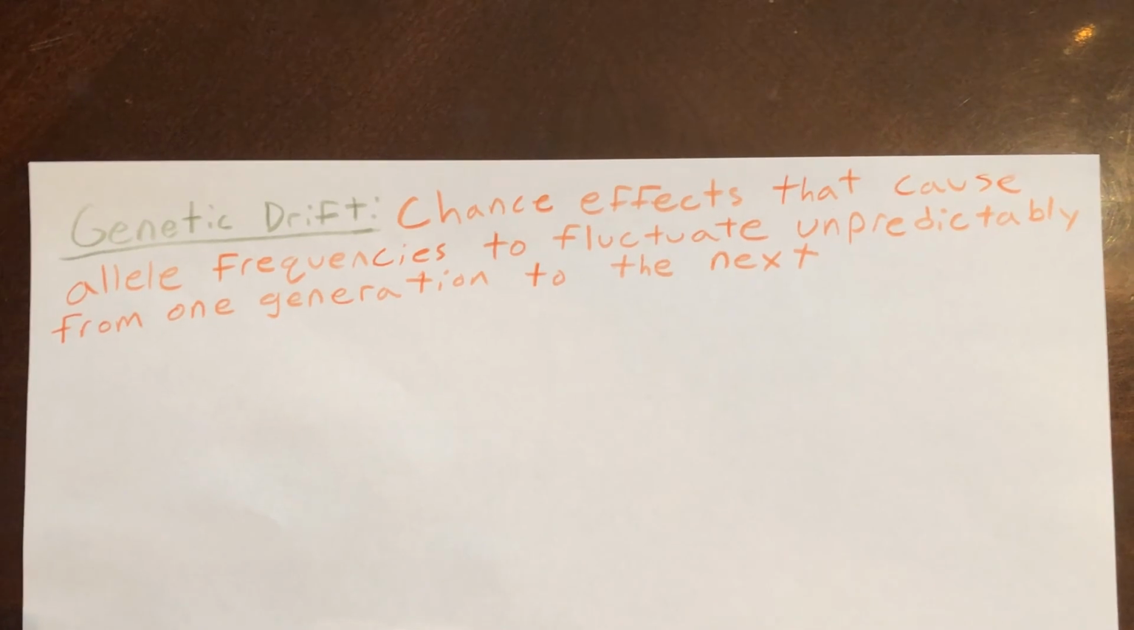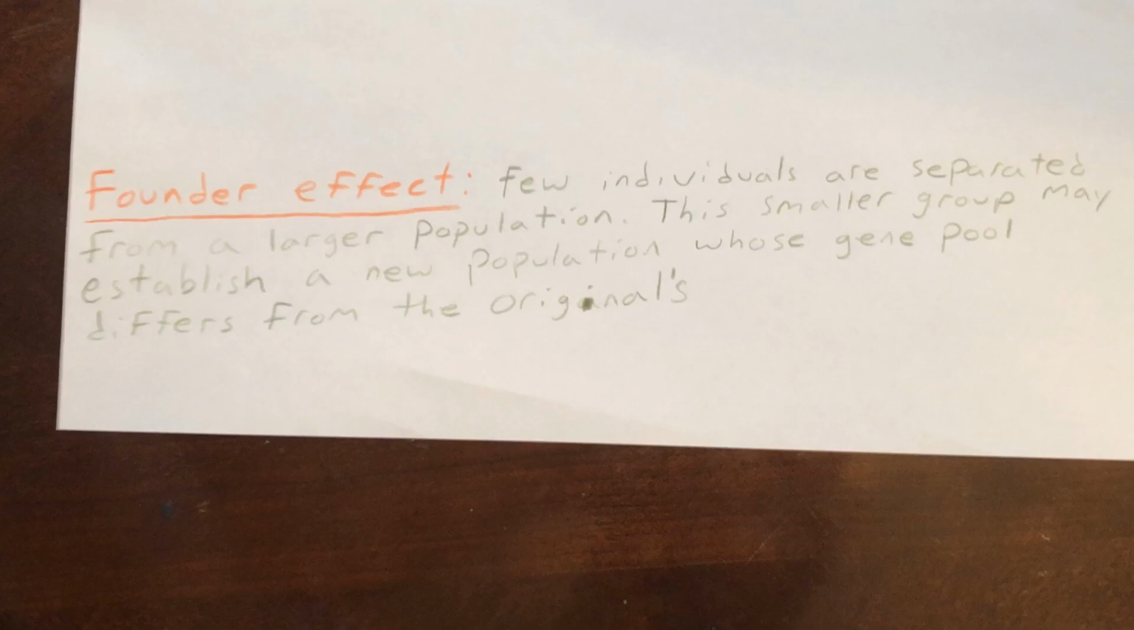Genetic drift is chance effects that cause allele frequencies to fluctuate unpredictably from one generation to the next. And a gene pool is a collection of alleles in a population. In order to understand the two effects we're covering next, we need to know that. So keep gene pool in mind.